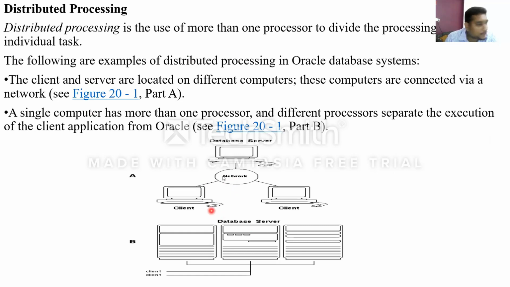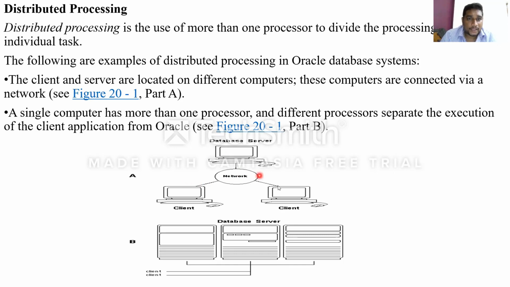Here there are two types of distributed processing. If you see this example, there are many clients accessing a single database server over the network. One client accesses his application, he has a task, and a second client accesses the network with a different task. So many clients are accessing the network with different tasks. Now, distributed processing has the capability of dividing each task to each client.